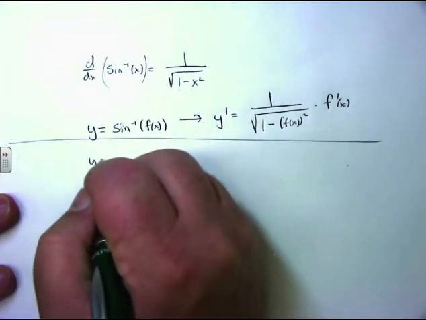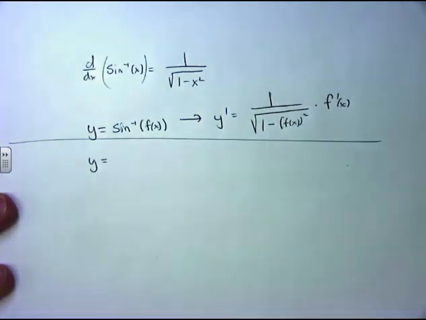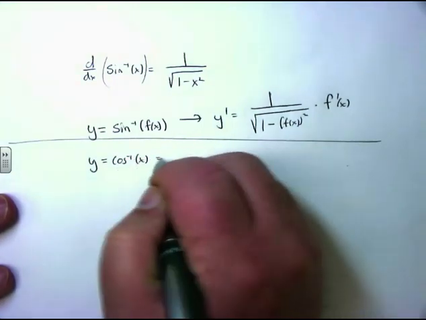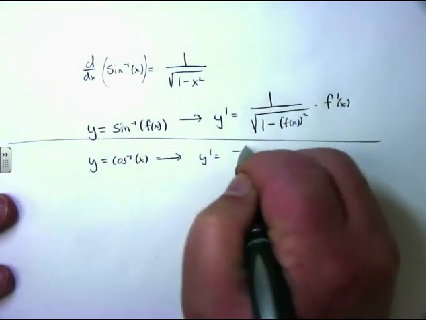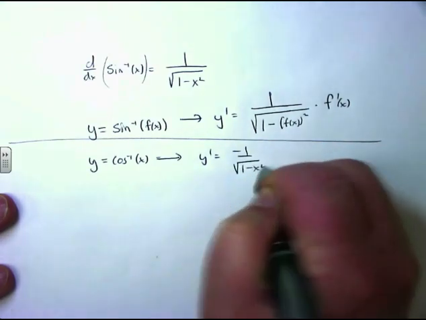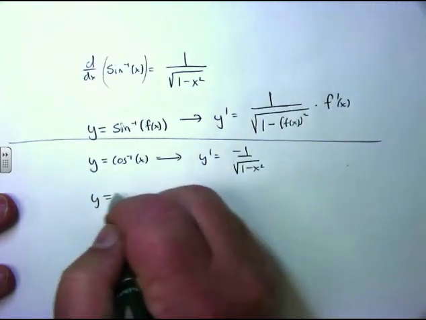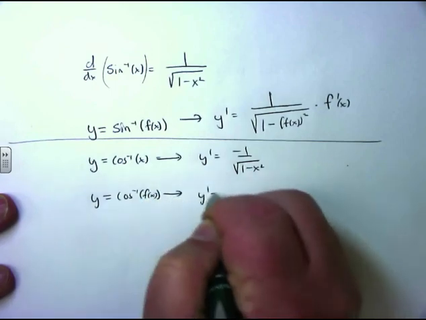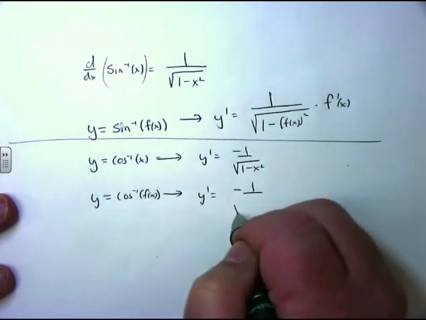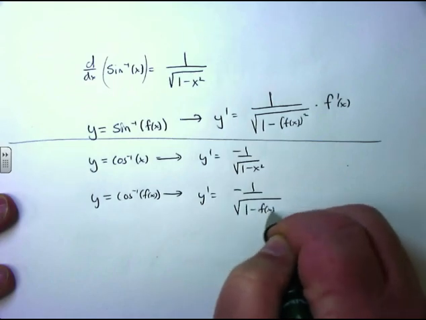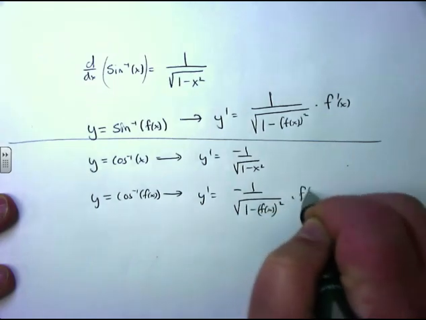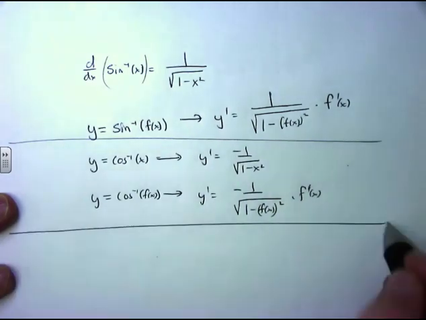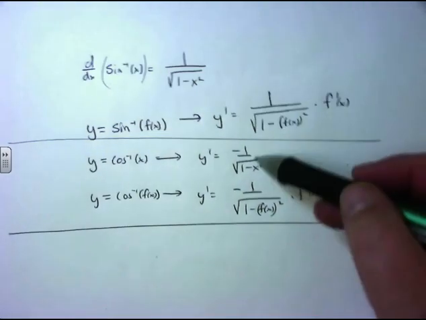So if I have y equals, obviously, the cosine inverse of x, that implies that y prime is negative 1 over the square root of 1 minus x squared. And if y equals the cosine inverse of a function, then y prime equals negative 1 over the square root of 1 minus the function squared times the derivative of the inside. Notice it's the same thing. But you got the rule and you got the chain rule version of it.